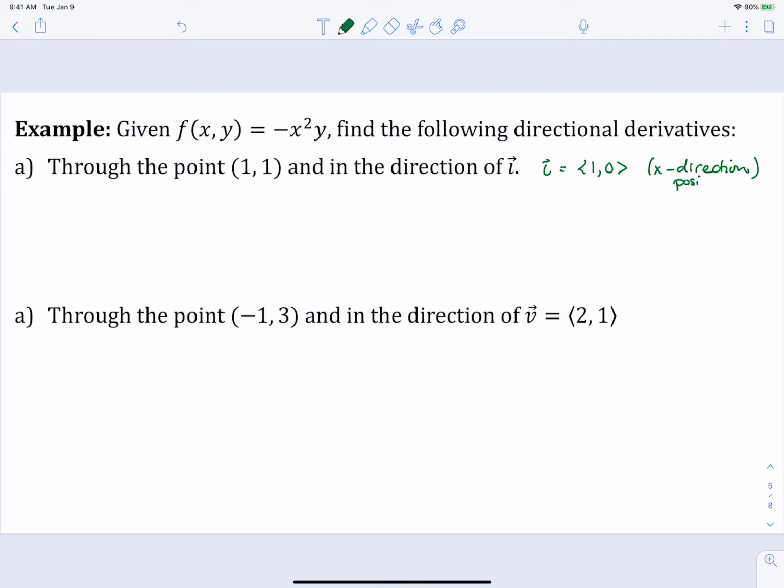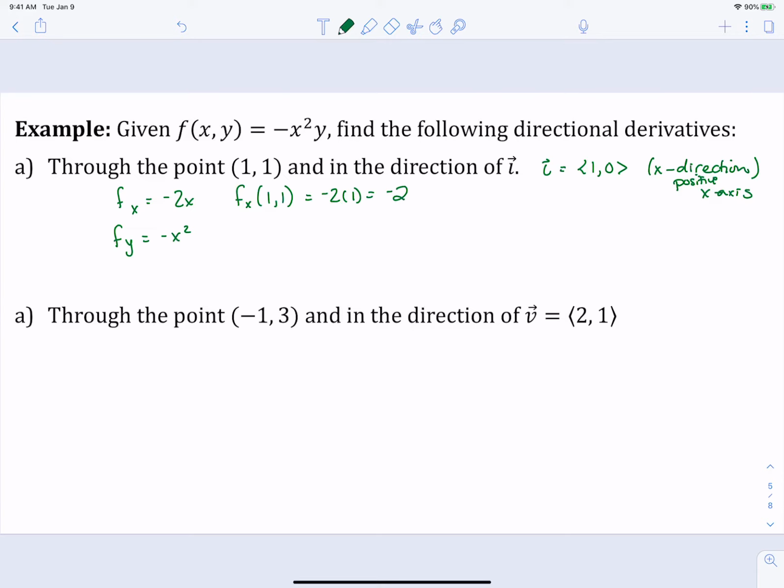And we'll say positive x-axis here. Okay, so our partial derivatives are negative 2x, and the partial derivative with respect to y is negative x squared. Our partial derivative at that particular point, again, that's plugging in our point.